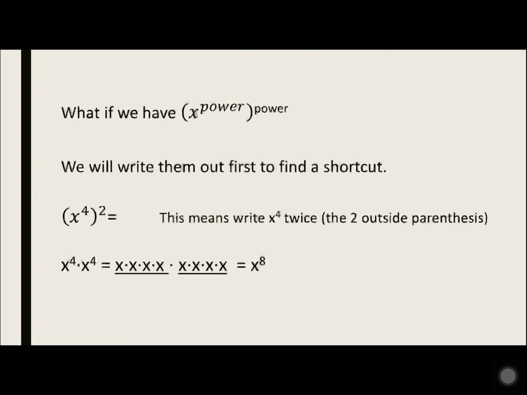What if we have x raised to a power raised to another power? We will first write them out to find a shortcut. X to the fourth to the second power means write x to the fourth twice because there's a 2 outside the parentheses. So x to the fourth times x to the fourth would mean write out 4 of them, write 4 more, you would have 8. So x to the fourth to the 2 is x to the 8th.